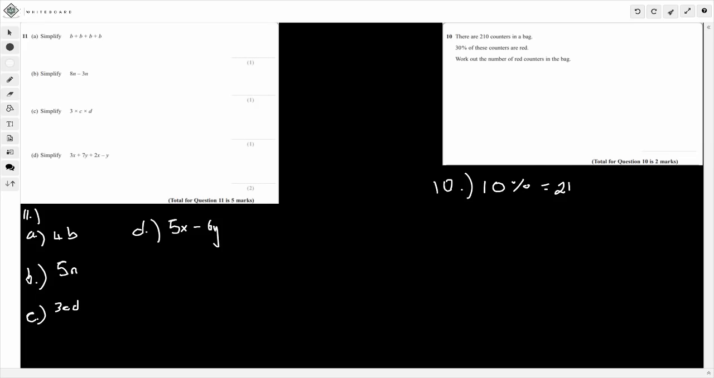So that's 10%. Well, then if we need 30%, how do we get that? Well, we're just going to do 21 times 3, because we times that by 3. So we're going to do the same there. 21 times 3, that's going to give me 63. So the number of red counters in this bag is 63.